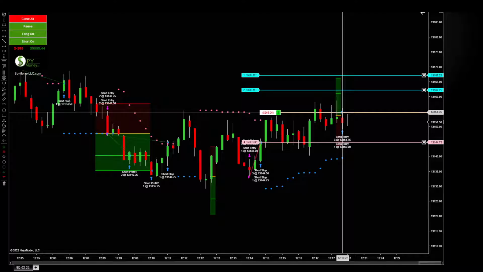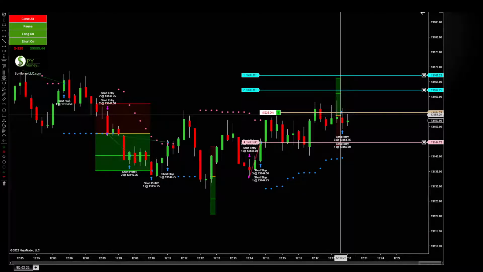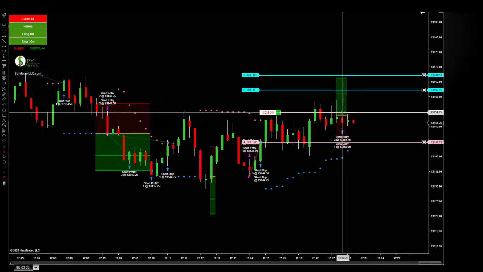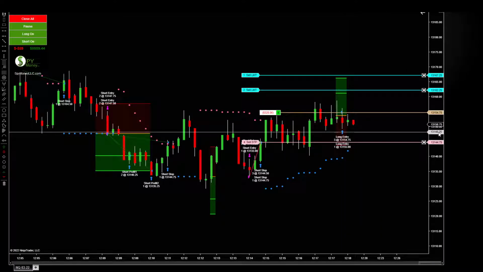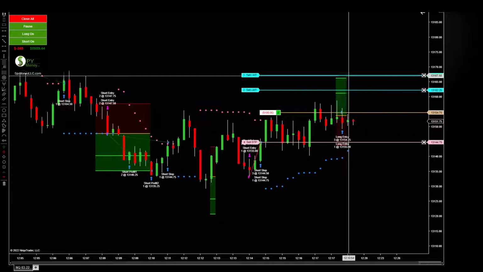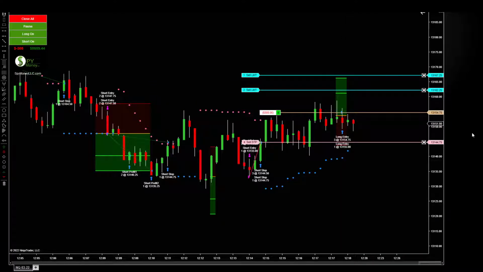Our slippage messed us up on this. Our entry was down here, but we had some slippage right there. So there's 1 point slippage, 4 ticks. And that's why these are off a little bit. Slippage will do that for you.